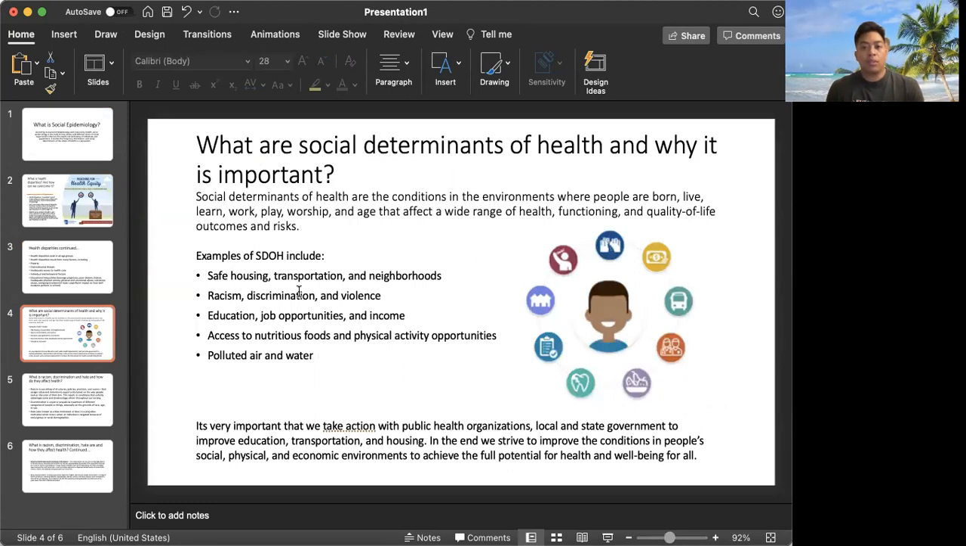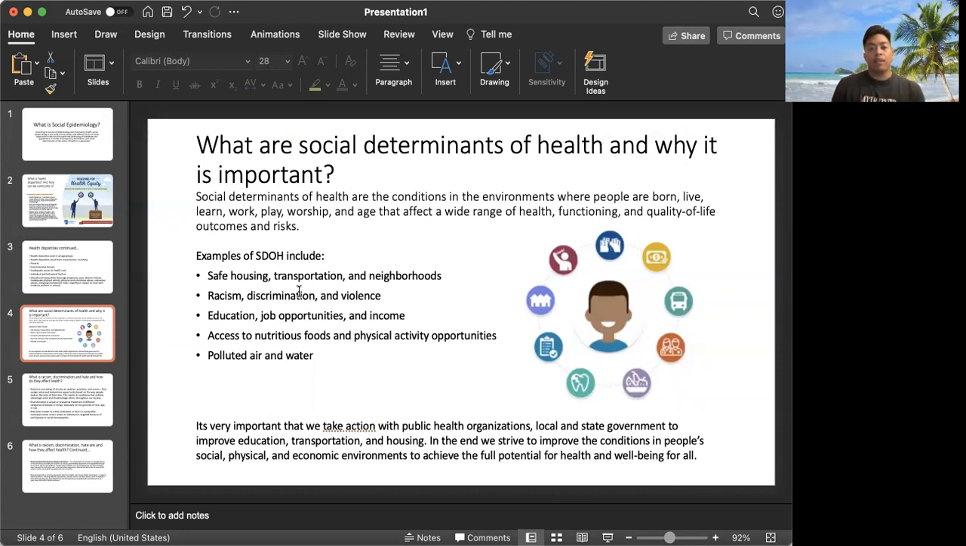What are social determinants of health and why is it important? Social determinants of health are the conditions in the environment where people are born, live, learn, work, play, worship, and age that affect a wide range of health, functioning, and quality of life outcomes and risks.